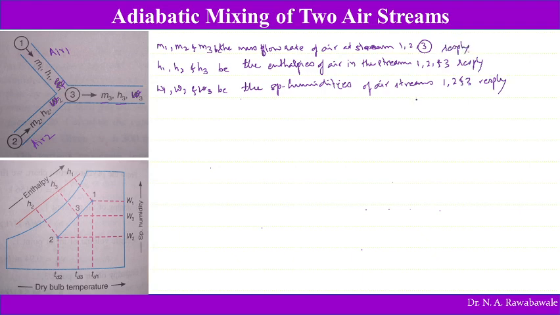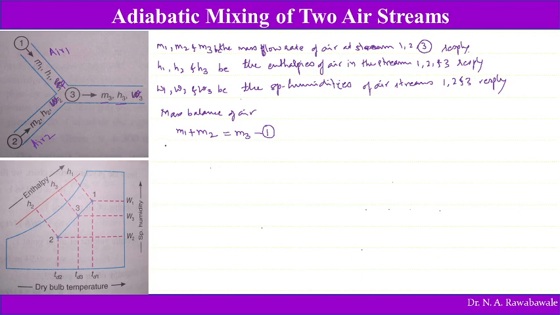Okay, now for the mass balance of air, we can write m1 plus m2, the mass of air entering in stream 1 and the mass of air entering in stream 2, is equal to m3. We call this equation number 1.